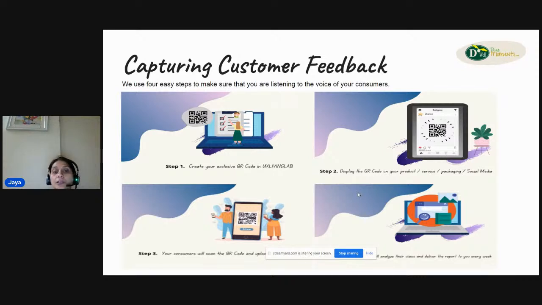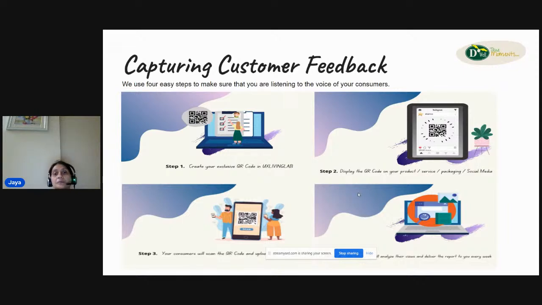Then when the consumer scans this QR code and uploads whatever feedback the consumer wants to give about your product, what we do is try to analyze each and every part of the consumer's response, so that we can get a clear picture of how the customer is liking your product or brand.